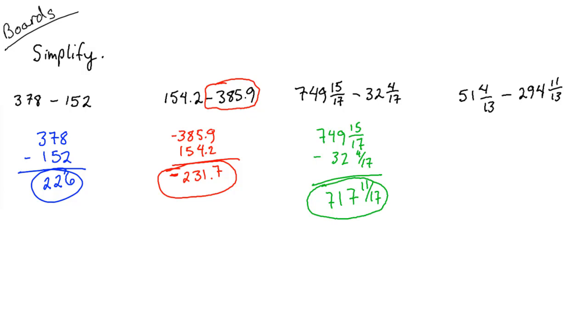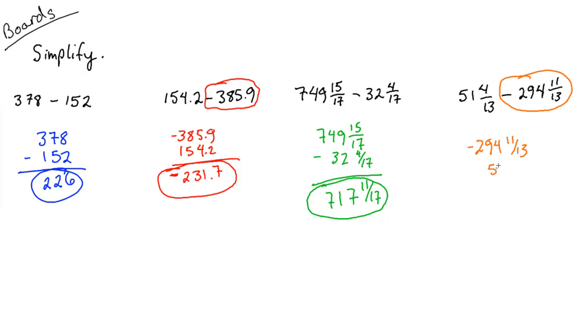And now the last one, number 51 and 4/13 minus 294 and 11/13. Which one's stronger? Well, this guy is. That's the stronger one, so he's on top. And I'll leave the negative with him to remind me that that is the strongest one.